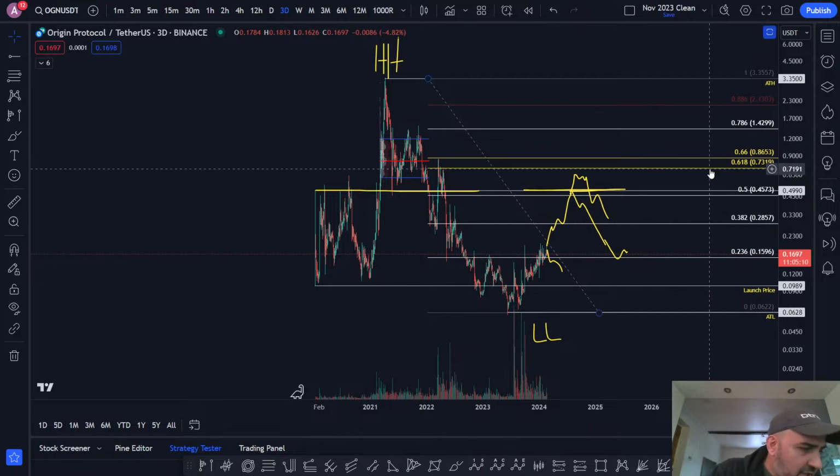Warchild is asking, wouldn't it be better for Travel to follow BTC in terms of tokenomics?